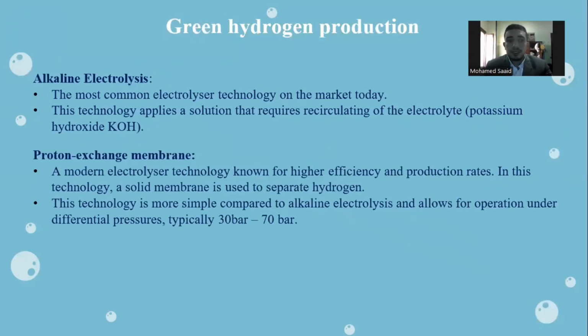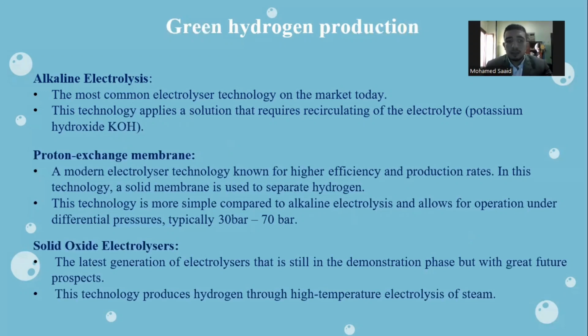Proton exchange membrane is a modern electrolyzer technology known for higher efficiency and production rate. In this technology, a solid membrane is used to separate hydrogen. This technology is simpler compared to alkaline electrolysis and allows for operation under different pressures, typically from 30 bar to 70 bar.